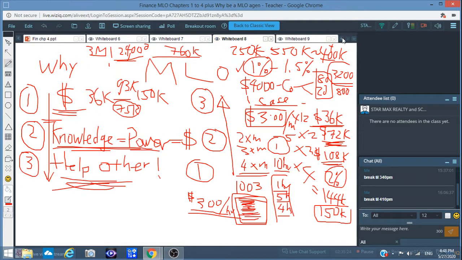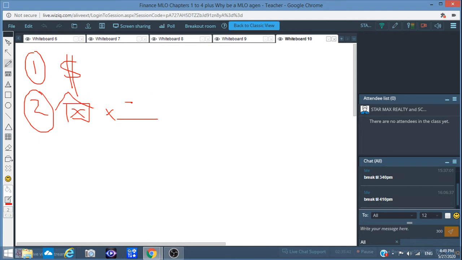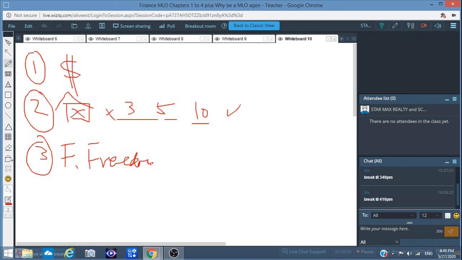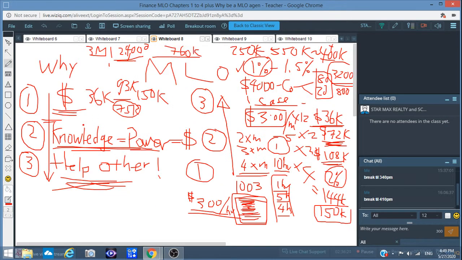Number three, help others. How do you help others? You help people save money. You help people accumulate wealth. You want 3 houses? You want 5 houses? You want 10 houses? We show you how to do it. And number three, you help people to have financial freedom. If you achieve all these, you're going to make tons of money. So that is why you want to become an MLO. These three facts: help others, improve your knowledge, and make the money.